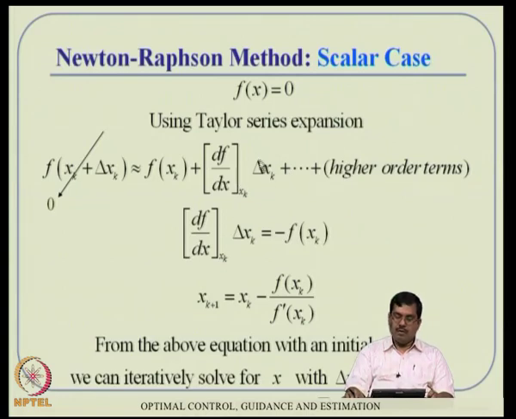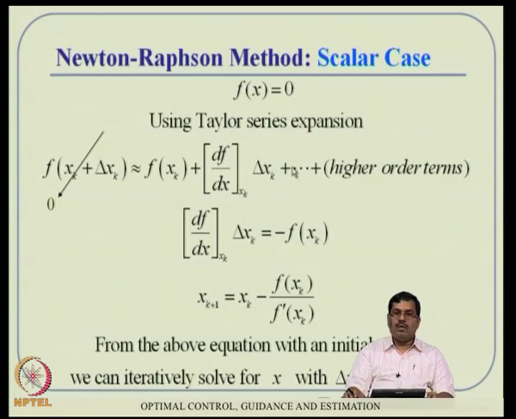I will just suppress that and take the terms up to first order, and this is my equation. Remember, this entire expression is 0 because that is supposed to be a root. That is, you want to find a delta xk such that f of xk plus delta xk equal to 0. So, that is your aim. That is how we want to find delta xk. That means, this is equal to 0 up to this term.